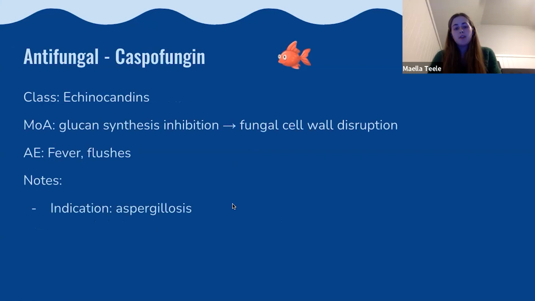Finally, we've got caspofungin, which disrupts the fungal cell wall. It doesn't have as many adverse effects, just fever and flushes, and you use this one for aspergillosis.